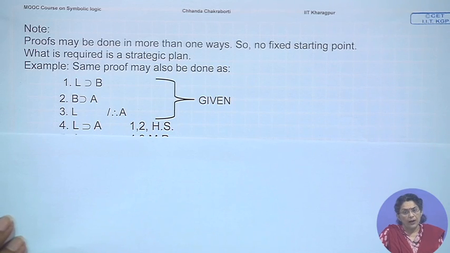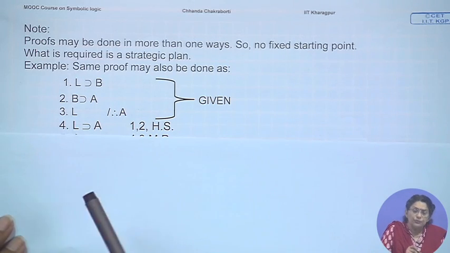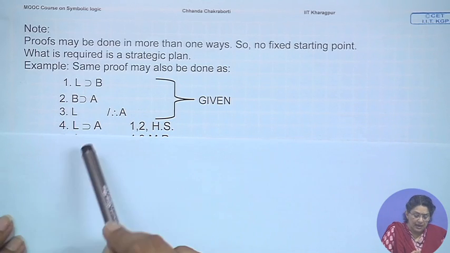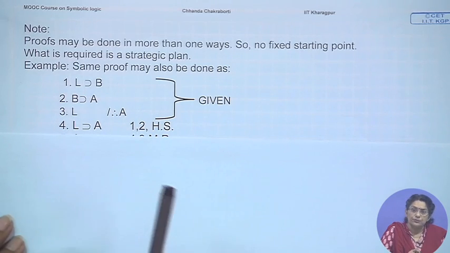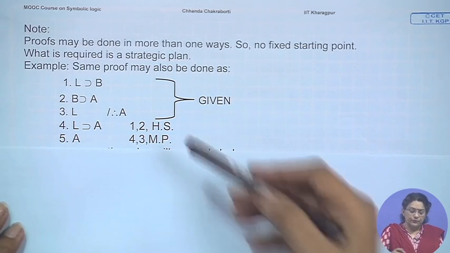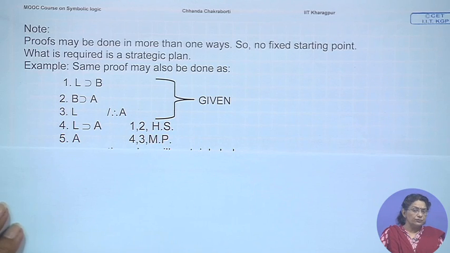But you need to know why you are applying this. What will you do with L horseshoe A? The answer is because I already have L and I can pull A out by modus ponens. So, it might work like this also. So, this is another way of doing the same proof, we are using another rule.